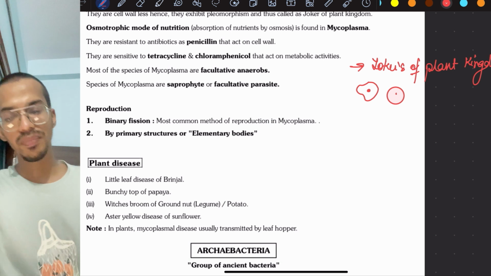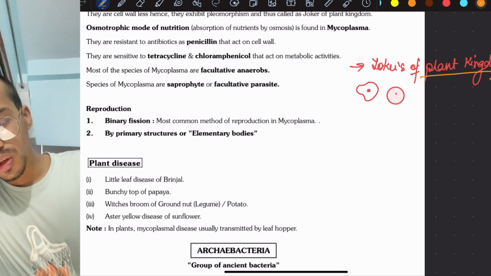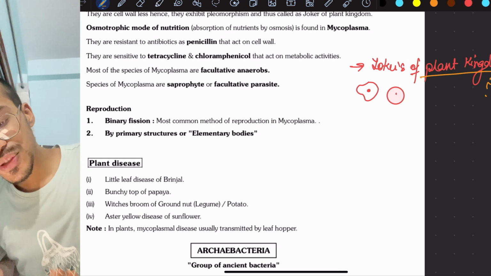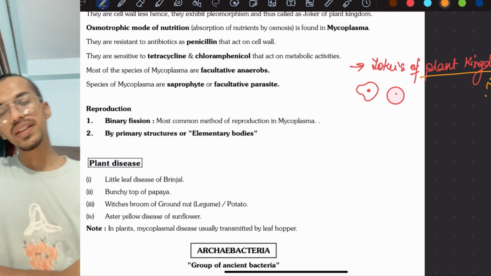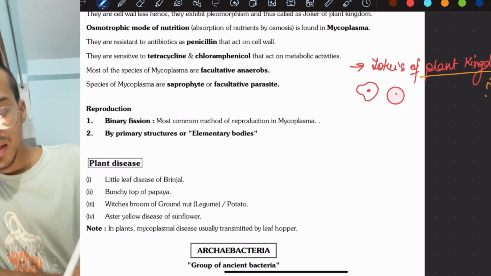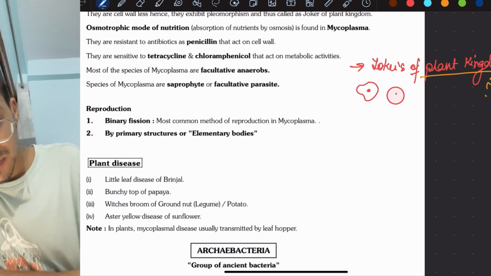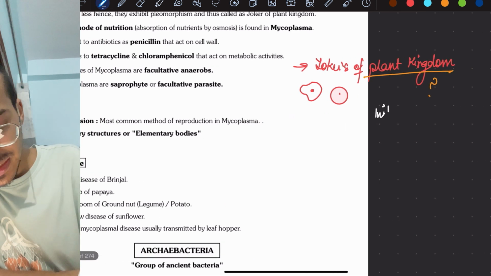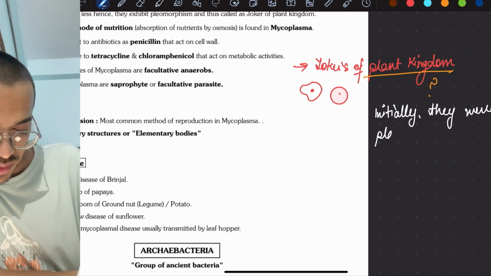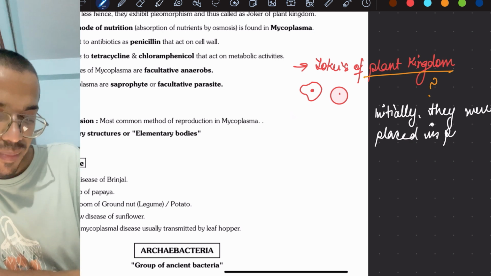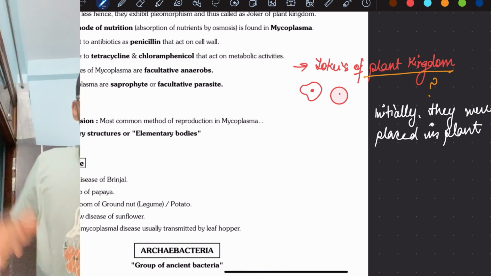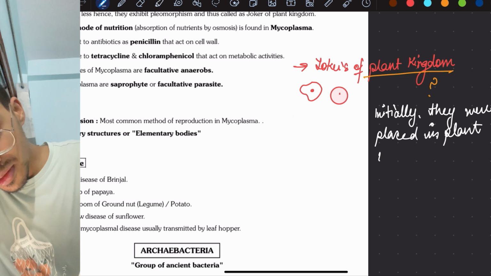Now the major question: how come they are joker of the plant kingdom when they are present in the Monera kingdom? The answer lies in the question itself. Earlier, there was no class system present for Monera. Initially they were placed in the plant kingdom. Remember, in the last class I told you about the two kingdom classification. All the unicellular organisms were put into plants.